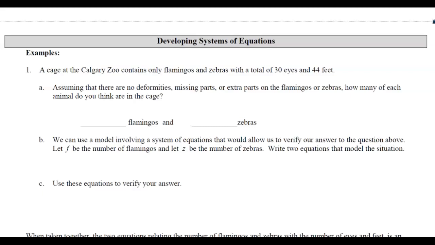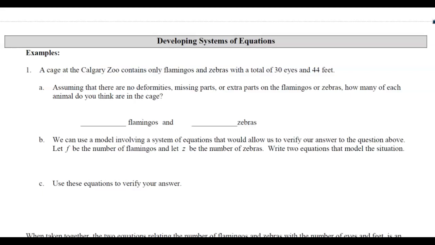So let's take a look at an example of a case where we might want to use a system of equations, and then we'll talk about what a system is. So it says a cage at the Calgary Zoo contains only flamingos and zebras with a total of 30 eyes and 44 feet. Assuming that there are no deformities, missing parts, or extra parts on the flamingos or zebras, how many of each animal do you think there are in the cage? So you can do some guesses and checks and see what you think. But really, we want a method of finding out exactly.